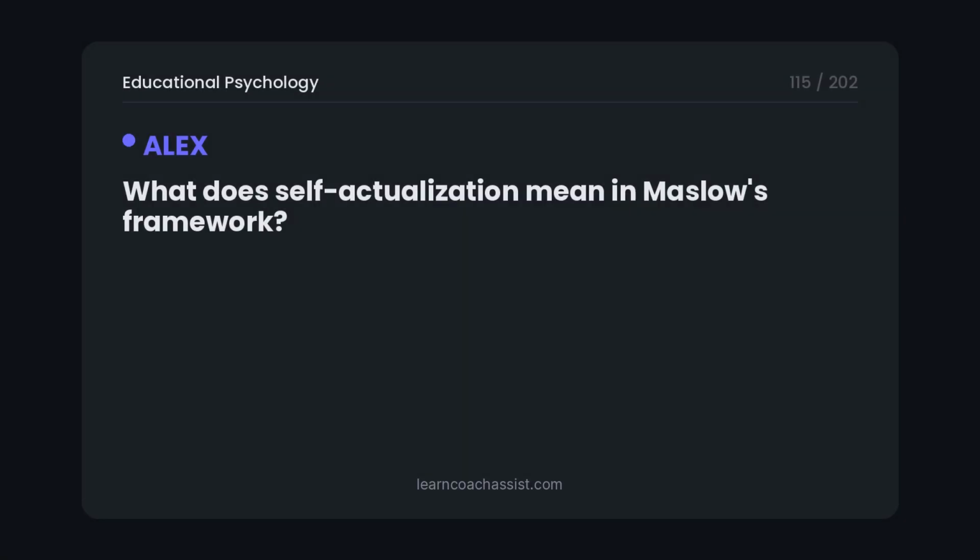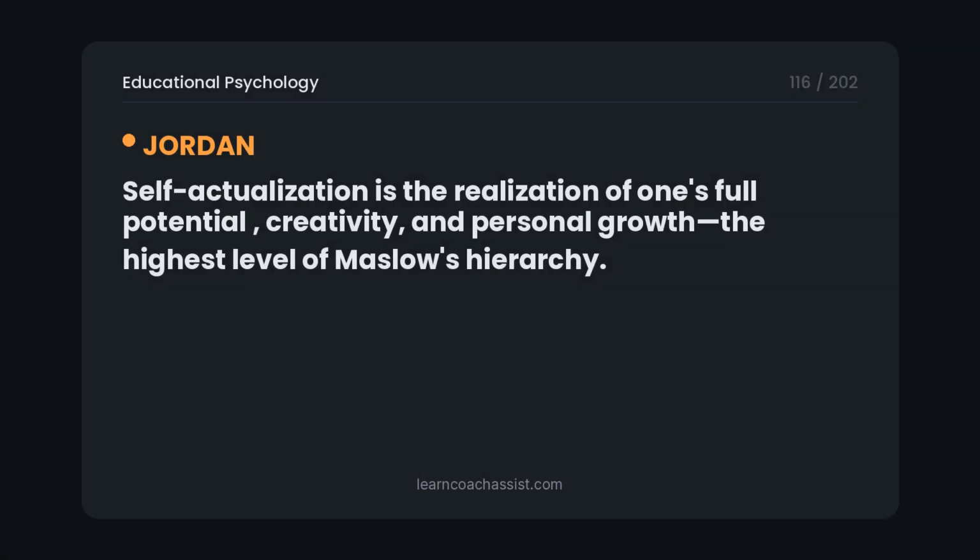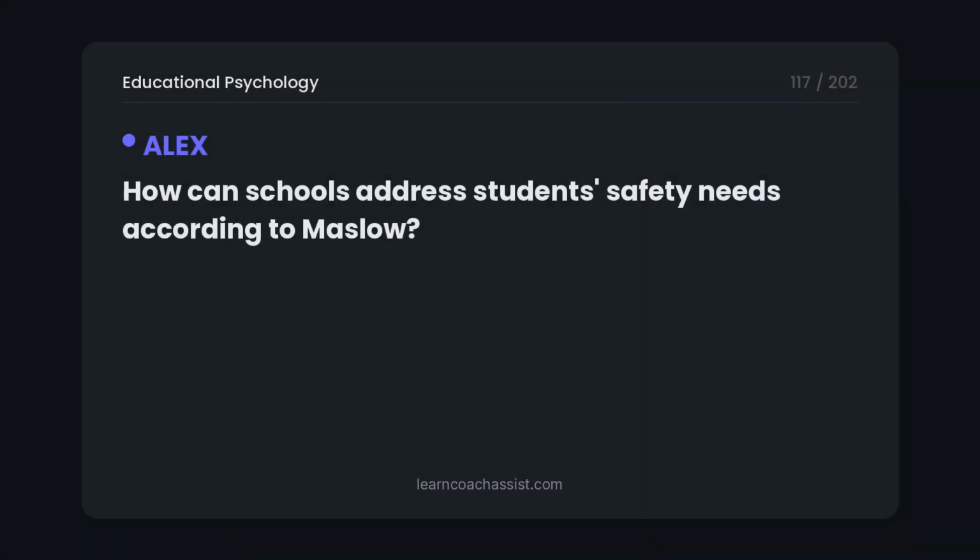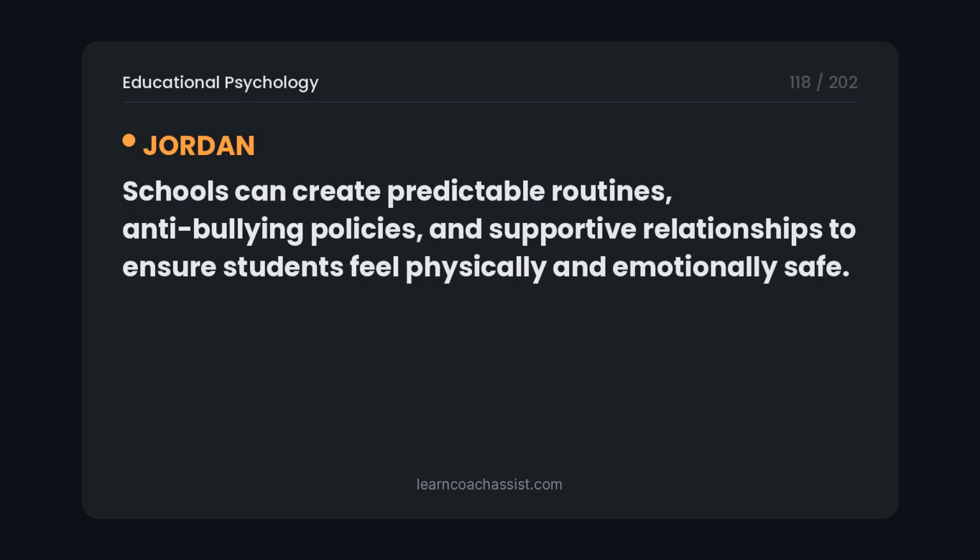What does self-actualization mean in Maslow's framework? Self-actualization is the realization of one's full potential, creativity, and personal growth, the highest level of Maslow's hierarchy. How can schools address students' safety needs according to Maslow? Schools can create predictable routines, anti-bullying policies, and supportive relationships to ensure students feel physically and emotionally safe.